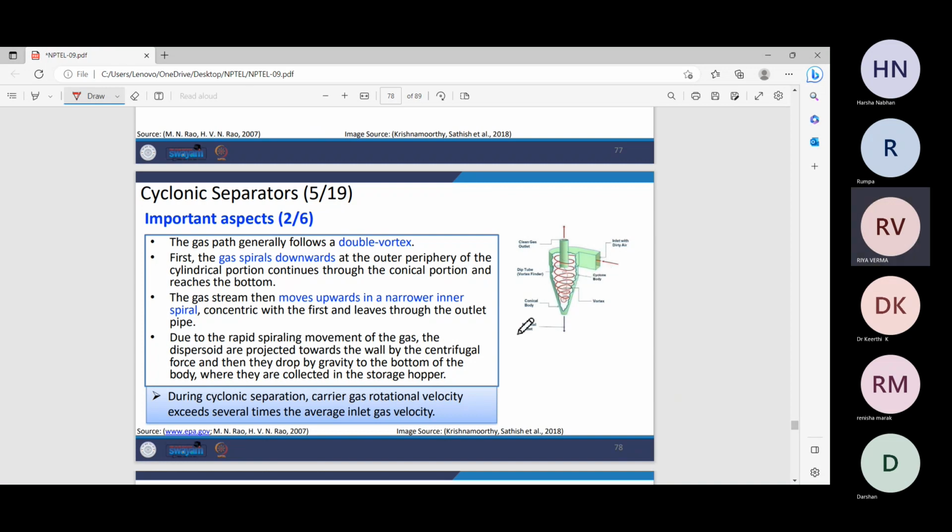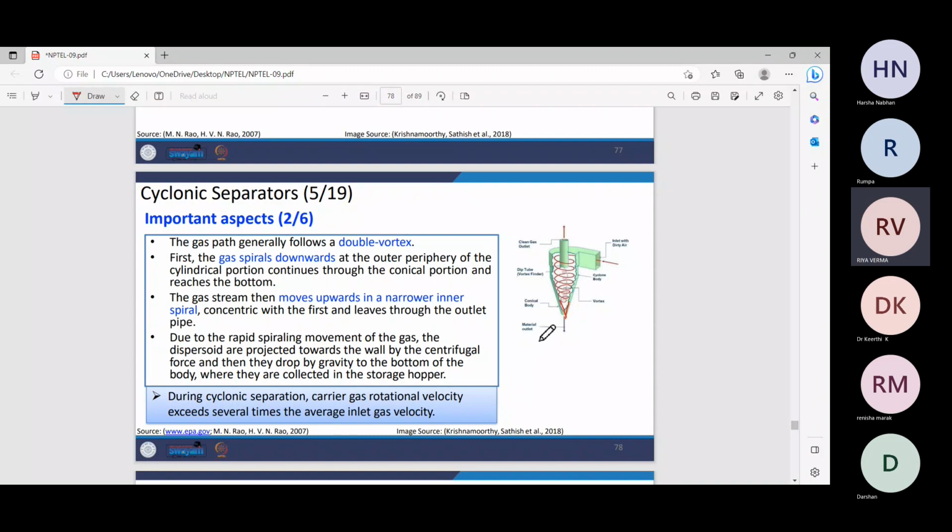The particulates are projected towards the wall by centrifugal force, and then due to gravitational force, because of their own self weight, they slide from this wall towards the bottom of the body, and they get collected onto this dust hopper.